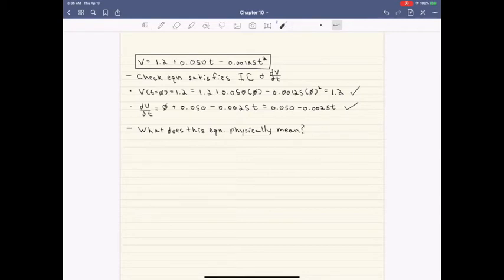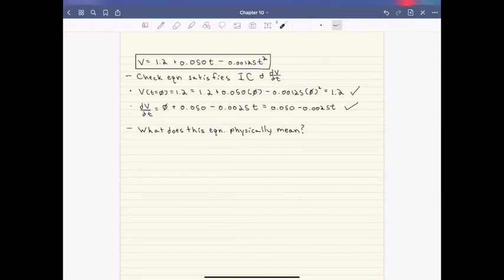So let's go back up to the top here. Alright? And so in our equation, we have V is equal to 1.2 plus 0.050t minus 0.00125t squared. Okay? So right now that just looks like math. But on the right hand side, let's explore one by one what each of these terms physically mean.